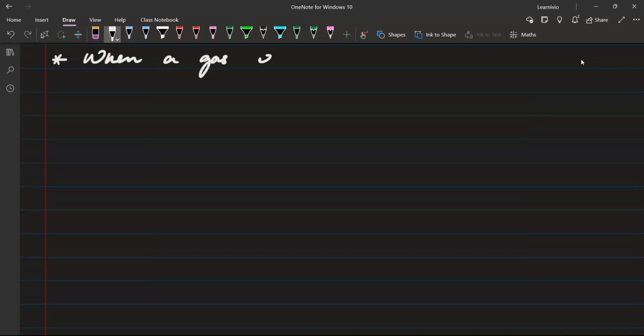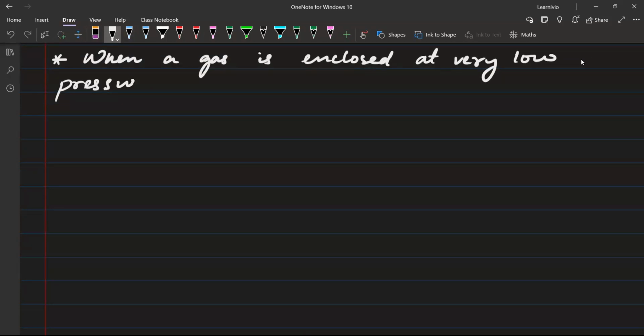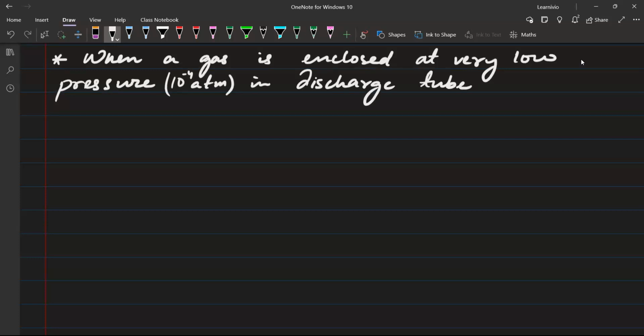When a gas is enclosed at very low pressure, pressure is in the powers of 10 to the power minus 4 atm. What we feel is 1 atm, and we have to reduce it 10,000 times. 10 to the power minus 4 atm in discharge tube, and is subjected to high voltage.